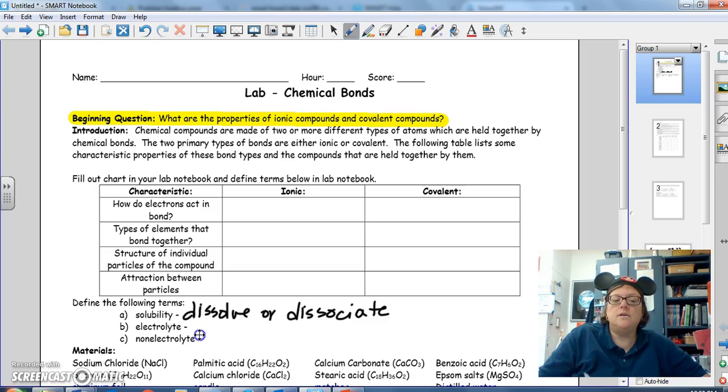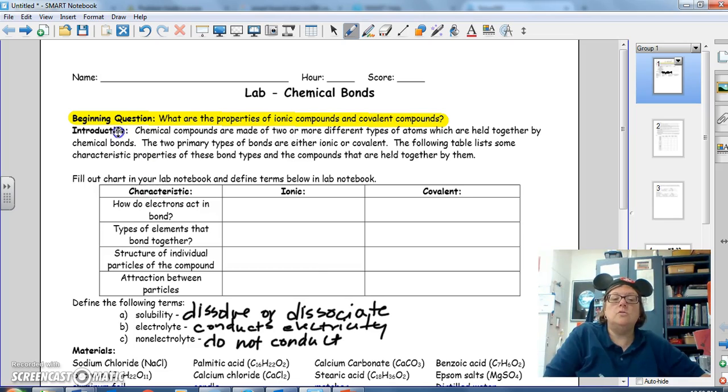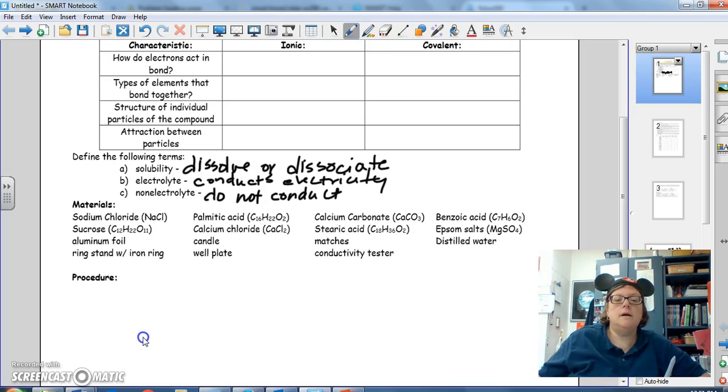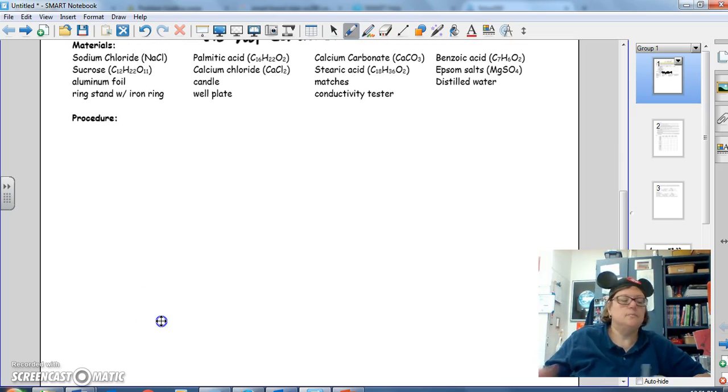Electrolyte. We haven't defined electrolyte. An electrolyte is something that can conduct electricity when dissolved. And non-electrolytes do not conduct electricity. So underneath where you've written in your lab notebook beginning question, define these three words. Alright, now we're ready to go ahead and start our procedure.